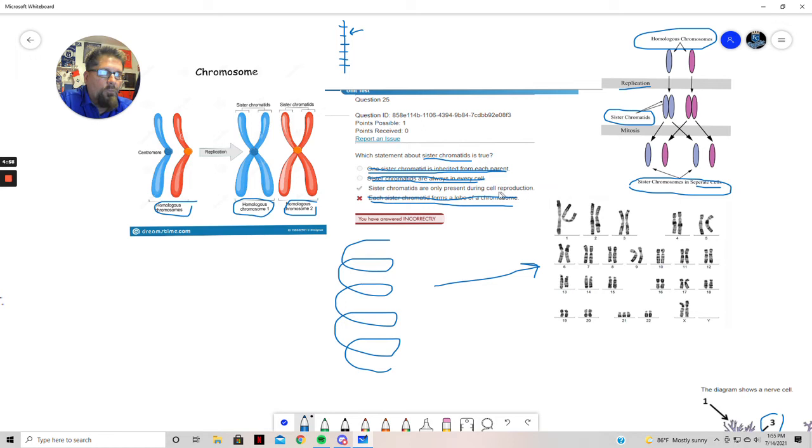So the one we're looking for is sister chromatids are only present during cell reproduction. That's the choice there. So hopefully that helps.